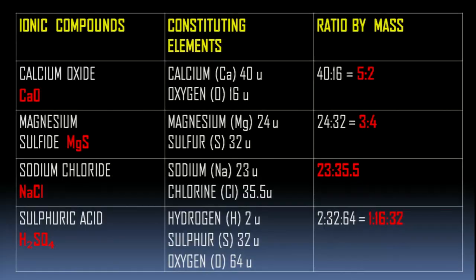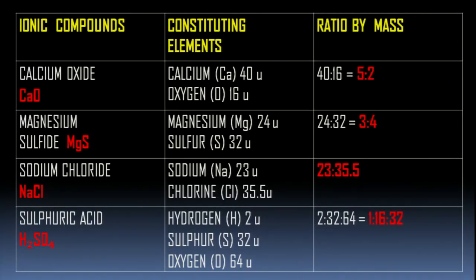Then comes sulfuric acid. Sulfuric acid, you have three types of atoms. What are they? Hydrogen, sulfur, and oxygen. Hydrogen, H2. One atom of hydrogen atomic mass is 1. So, two atoms of hydrogen will have 2 unified units. Sulfur, 32 unified mass. Then, oxygen, O4 is there. See, children, O4. One atom of oxygen mass is 16. So, 4 atoms of oxygen will have 64 units or unified mass.